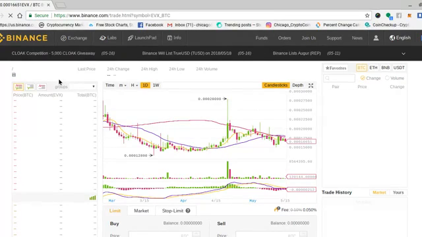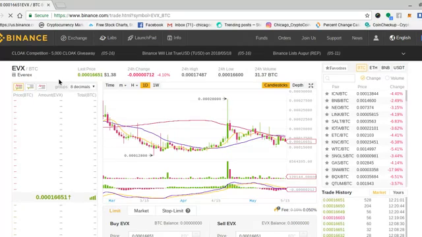So let's give it a second. Let's let it fully load up. This is the basic exchange market with EVX, the basic exchange market.